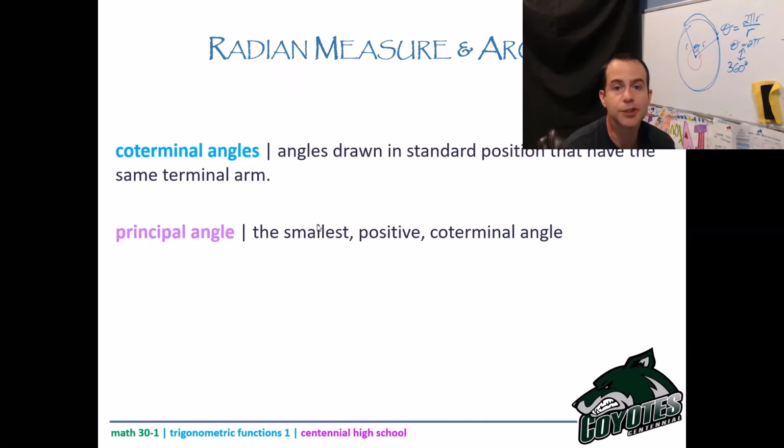Okay, now I mentioned the principal angle a couple minutes ago. These are definitions I expect you are vaguely familiar with because you did them in 20-1, but just in case. Coterminal angles are angles drawn in standard position that have the same terminal arm, okay? So the example there would have been 240 degrees and 600 degrees, okay? Principal angle is the smallest positive coterminal angle. So between the 240 and the 600, 240 would have been the principal angle, okay?